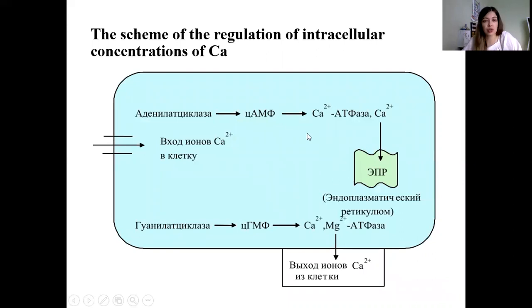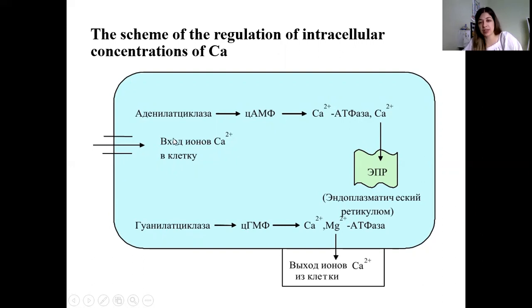I'm talking in English anyway. The scheme of the regulation of intracellular concentrations of calcium. What happens here, in an easy way? The calcium ions go inside the cell. So there is entrance through ion channels inside the cell, and this is due to the voltage-gated or ligand-gated calcium channels.